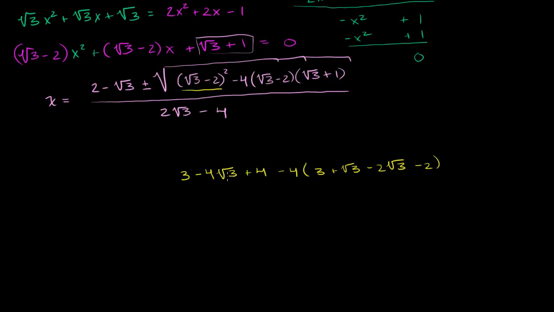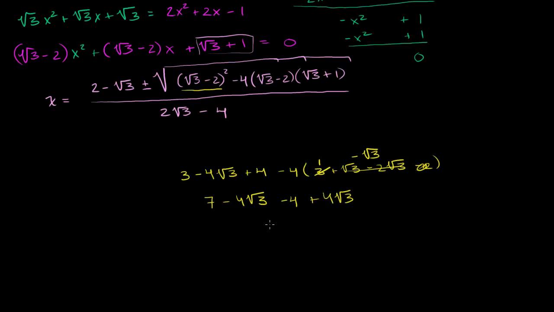So this is going to be equal 3 plus 4 is 7 minus 4 square roots of 3 minus, so let's see, this 3 and this negative 2 over here, that becomes a 1. And then the square root of 3 minus 2 square roots of 3, that just becomes negative square root of 3. My brain is starting to hurt. So you have a negative 4 times 1, so it's minus 4. And then a negative 4 times negative square root of 3, so plus 4 square roots of 3.